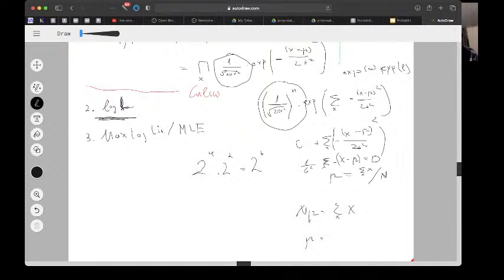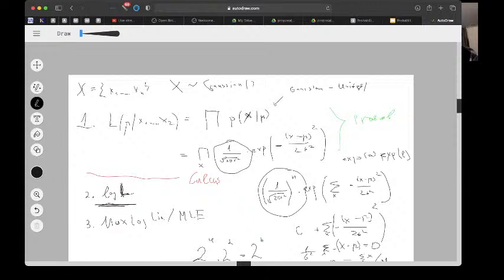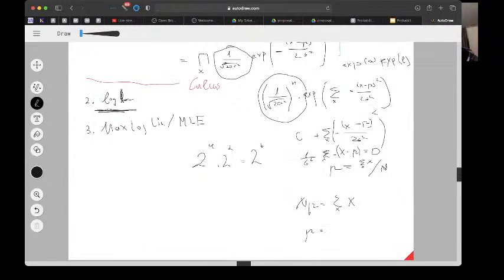Okay, so to recap all of this: you find your probability distribution, you take the product over all your samples, take the log likelihood, and then you use calculus to find the maximum of the log likelihood. And this should always be with respect to your parameter, so mu or lambda or something for the distribution.